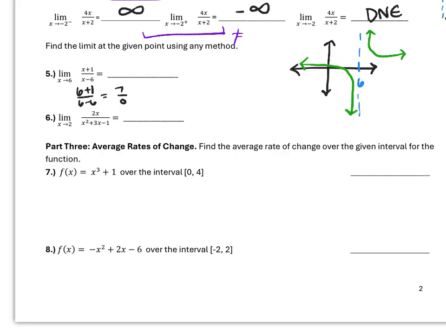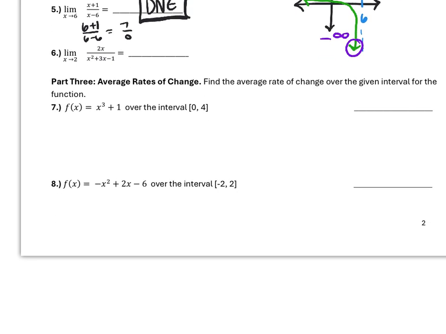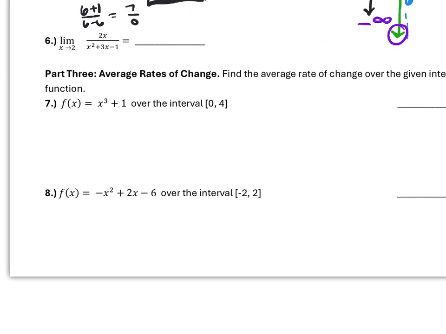So I would say, because the limit coming from the left is headed toward negative infinity, and the limit coming from the right is headed toward positive infinity, those are not the same. So my limit does not exist. And I could see that on the graph. I could also see it if I had used a table. I would see that on the left side, values are getting infinitely smaller, and on the right side, values are getting infinitely bigger. Okay, so then number 6, let's start with direct substitution.